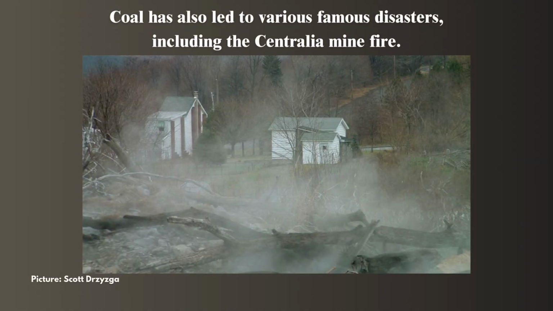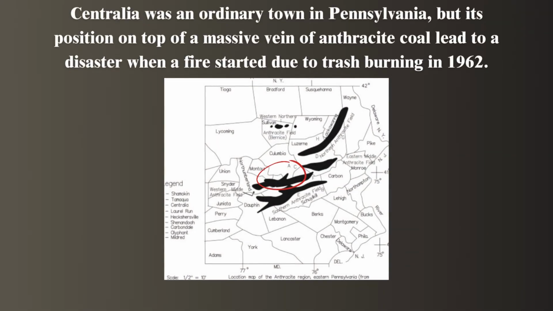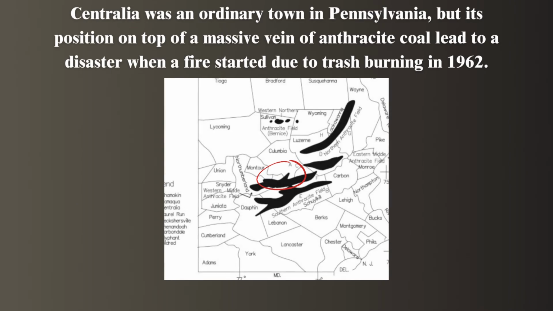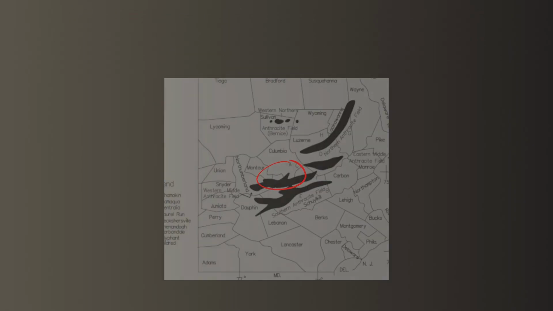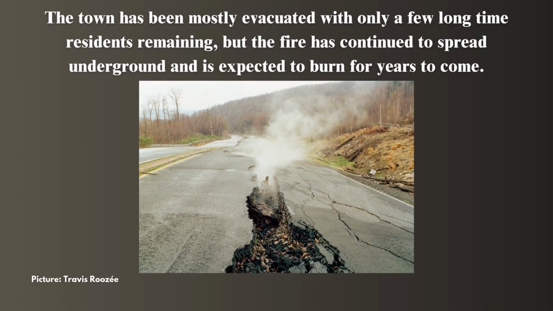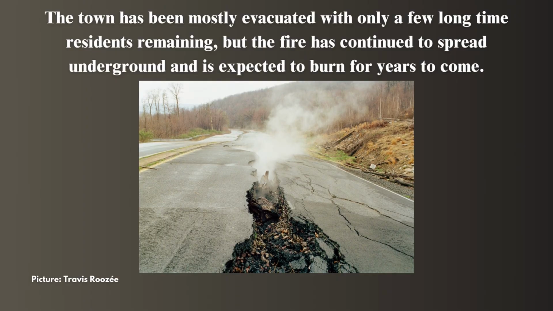Coal has also led to various famous disasters, including the Centralia mine fire. Centralia was an ordinary town in Pennsylvania, but its position on top of a massive vein of anthracite coal led to a disaster when a fire started due to trash burning in 1962. The town has been mostly evacuated, with only a few longtime residents remaining, but the fire has continued to spread underground and is expected to burn for years to come.